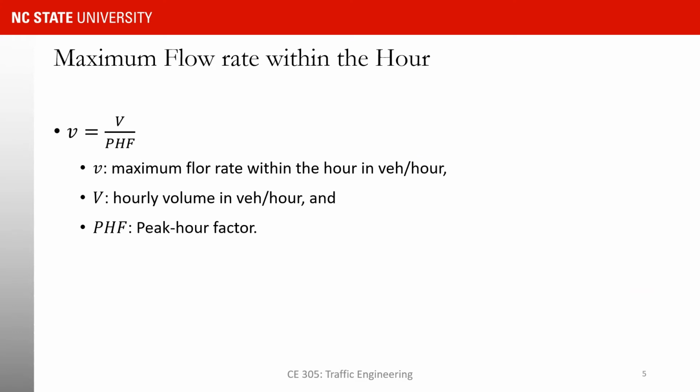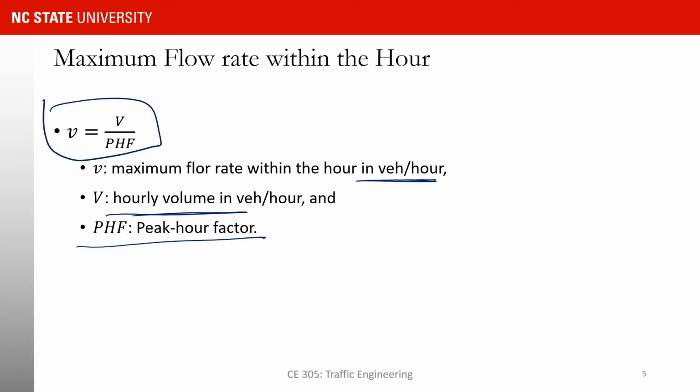So here is the equation that I just wrote there. Maximum flow rate within the hour in vehicles per hour, or small v, is equal to your hourly volume divided by peak hour factor. And you see this equation over and over in this course. And also if you take a follow-up course such as traffic operations, you see that this equation shows up everywhere in that course.